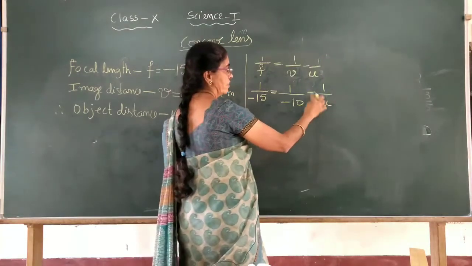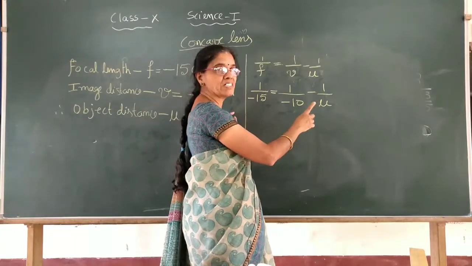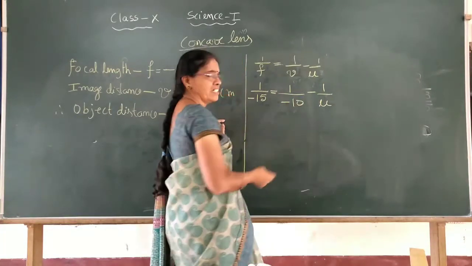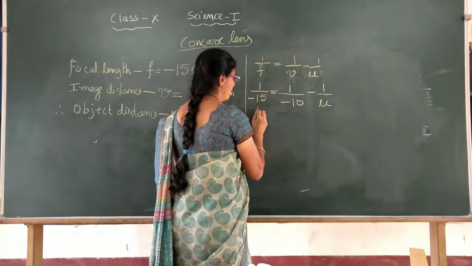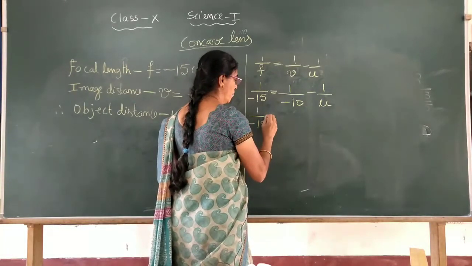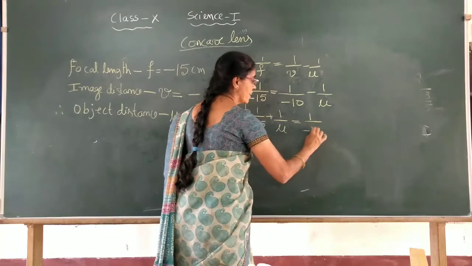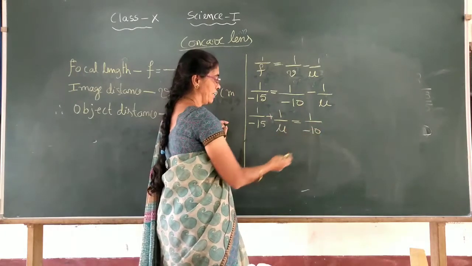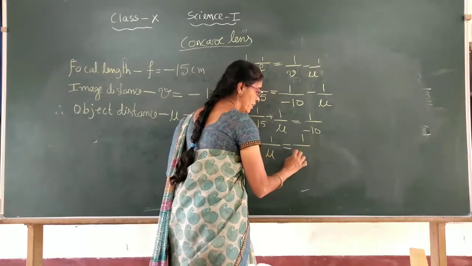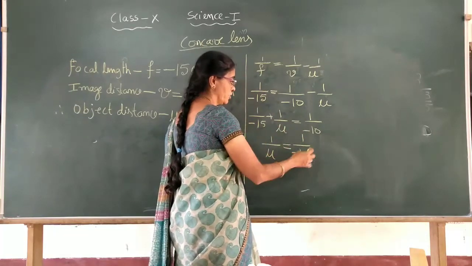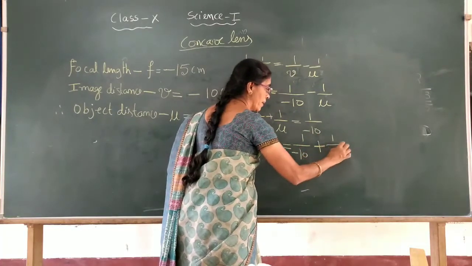Now it is a negative number, I will bring it here, it becomes positive. I want the U value, not minus 1 by U. It is just the solving of the equation. So it is 1 by minus 15 plus 1 by U is equal to 1 by minus 10, right? Now this value I will bring to this side. So what will I get? 1 by U is equal to 1 by minus 10, minus will change into plus because I am bringing it to the other side of the equal sign, it is 1 by 15.